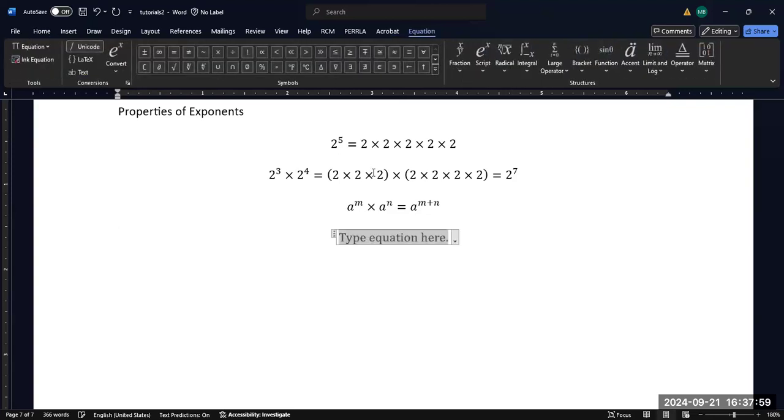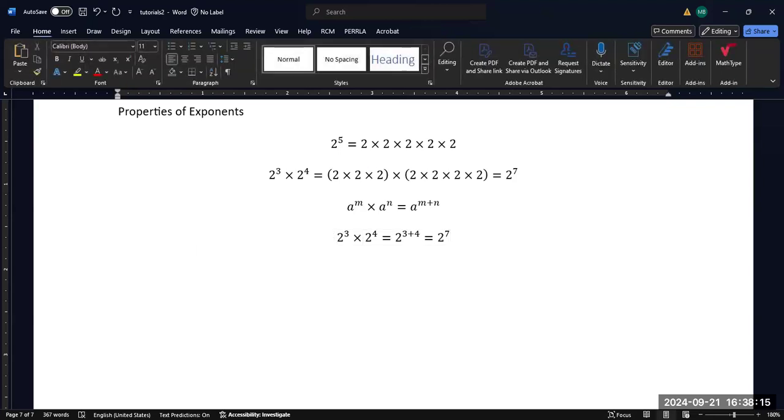So in this case, 2 cubed times 2 to the 4th is going to be 2 to the 3 plus 4, which is 2 to the 7th. And we can see why that is the case when we spell it out. How many 2's do I actually have? I've got 3 here, I've got 4 there, add them all up, I get 7.